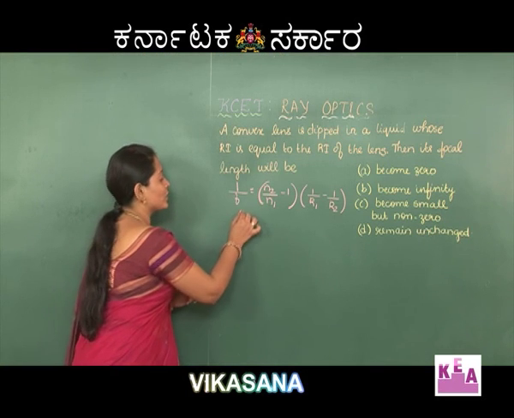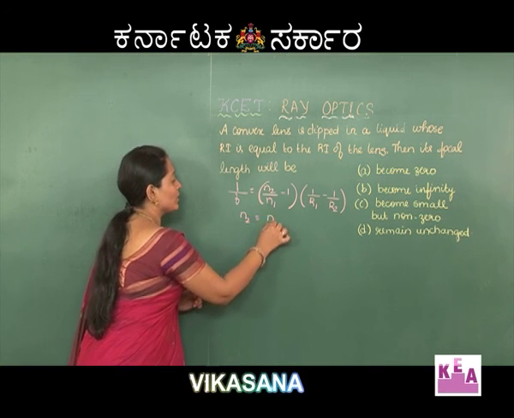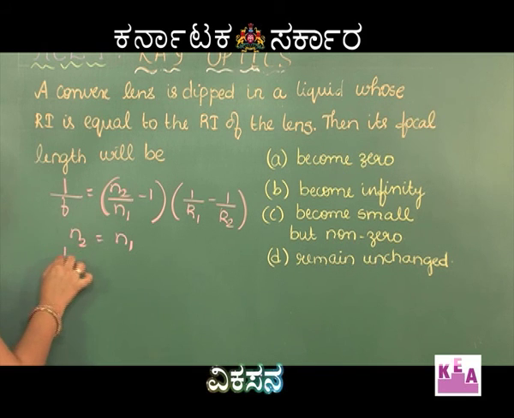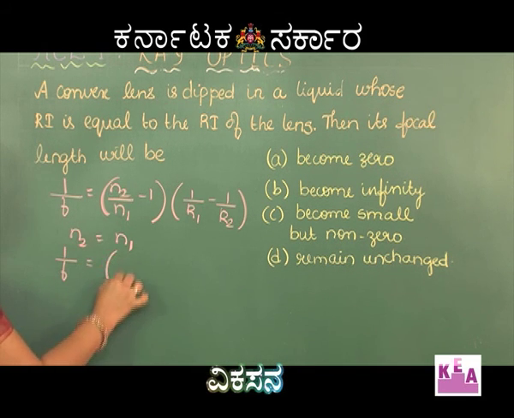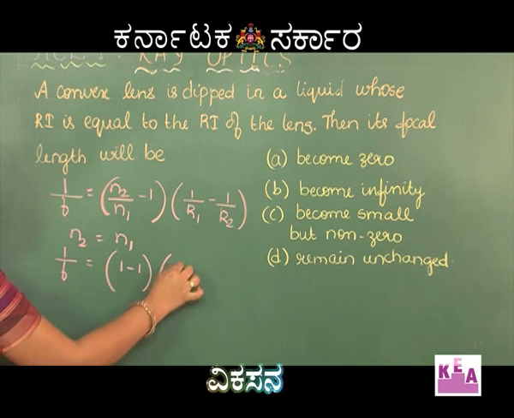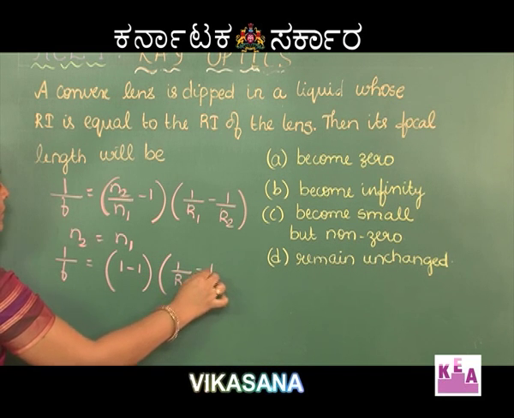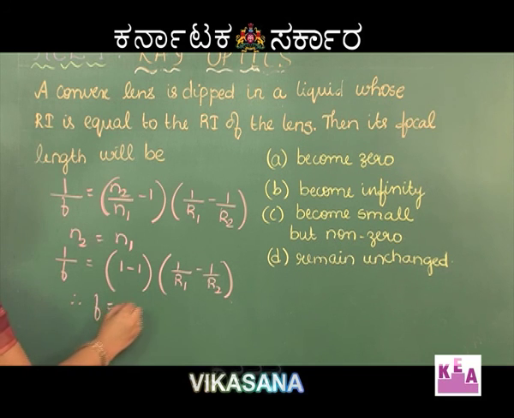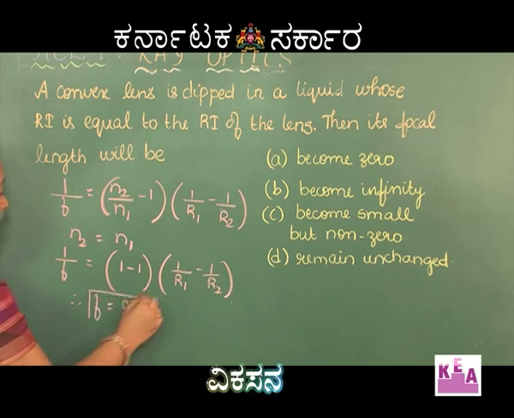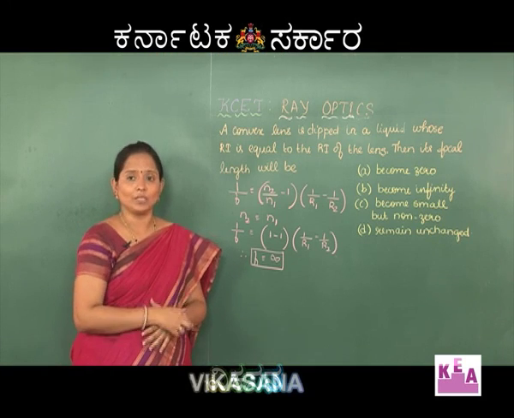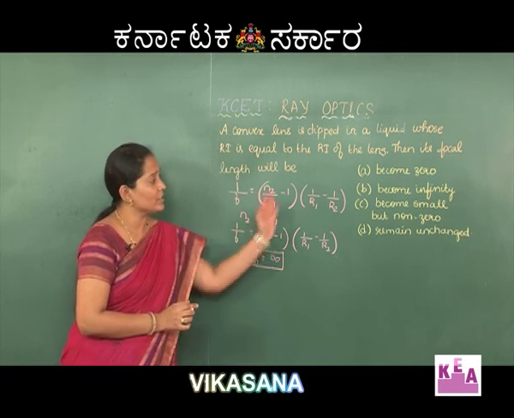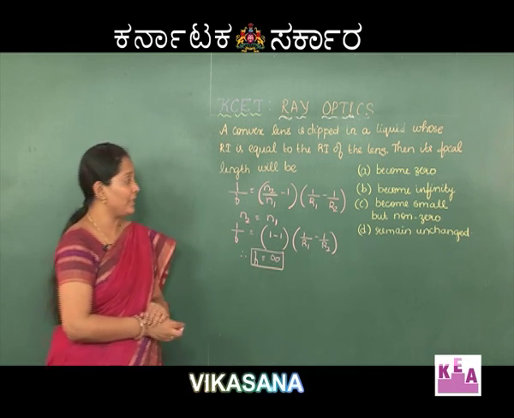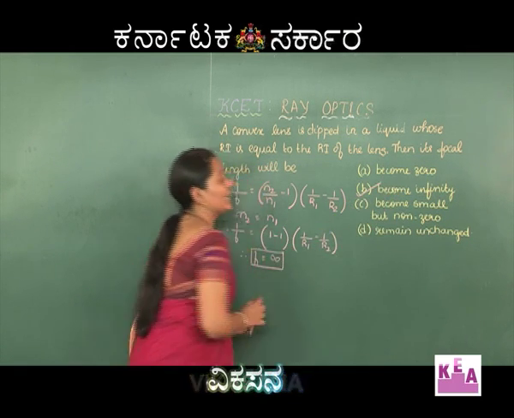Since in this question they have given n2 equal to n1, we get 1/f = (1 - 1)(1/r1 - 1/r2). Therefore, f is equal to infinity, since 1/f is equal to 0. So, the correct answer for this question will be option B, that is, it becomes infinity.